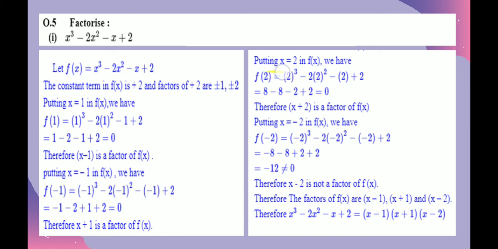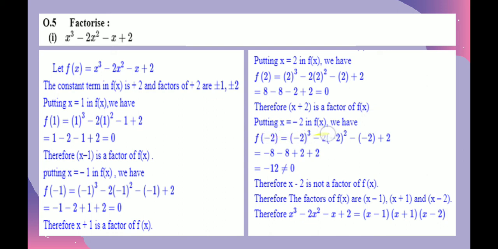Now, putting x equals 2 in f(x), we have f(2) = 2^3 - 2(2)^2 - 2 + 2. 2^3 is equal to 8, minus 2 multiplied by 2^2 is equal to minus 8, then minus 2 plus 2, and on solving we will get 0. Therefore, x minus 2 is a factor of f(x).